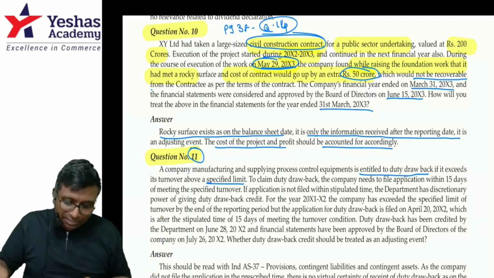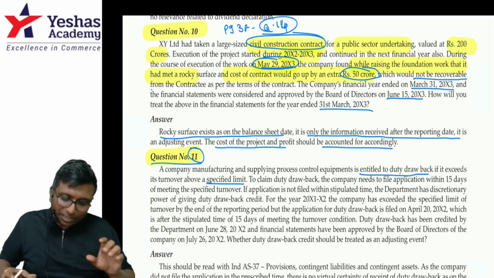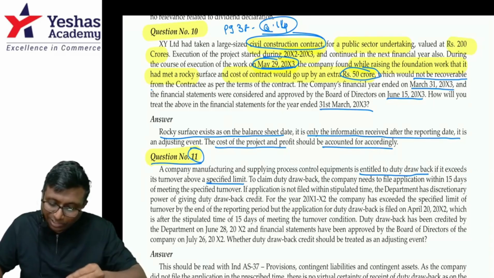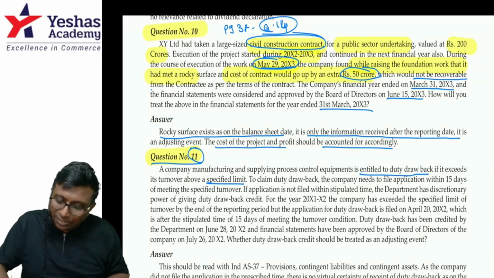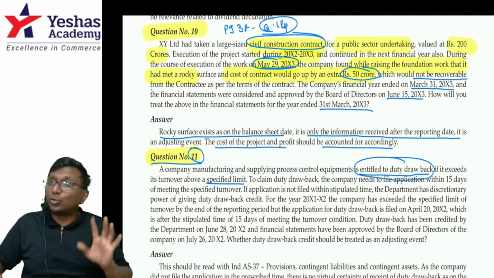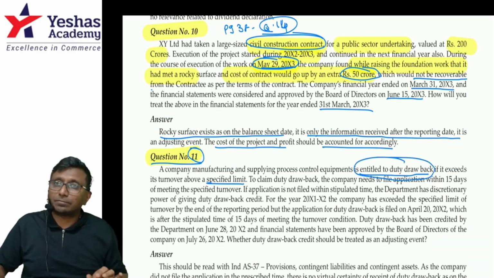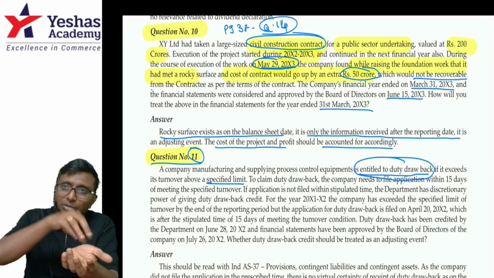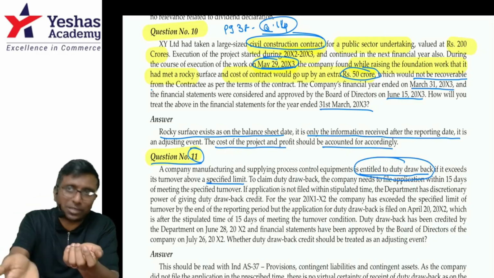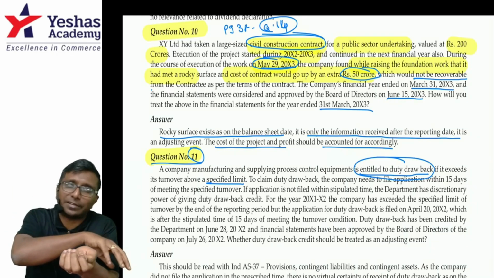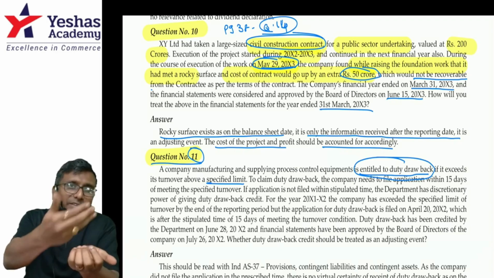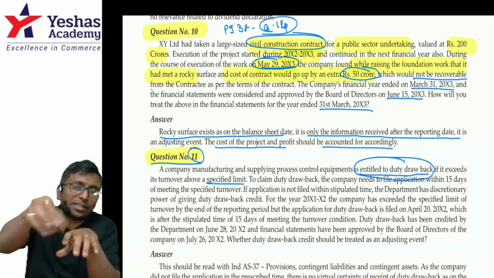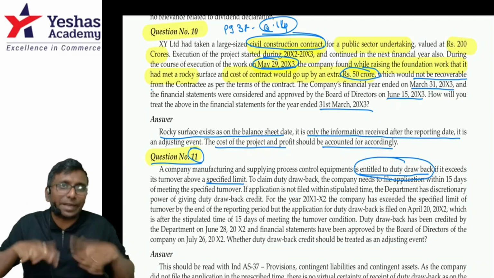Right. Let's read this question number 11. A company that manufactures and supplies process control equipment is entitled to a duty drawback. Duty drawback means customs duty, whatever you paid, you will get back. First, you have to pay customs duty, then get the goods inside the country. Then satisfy the conditions, fill the application and submit it to the department. Then they will give you the money back.